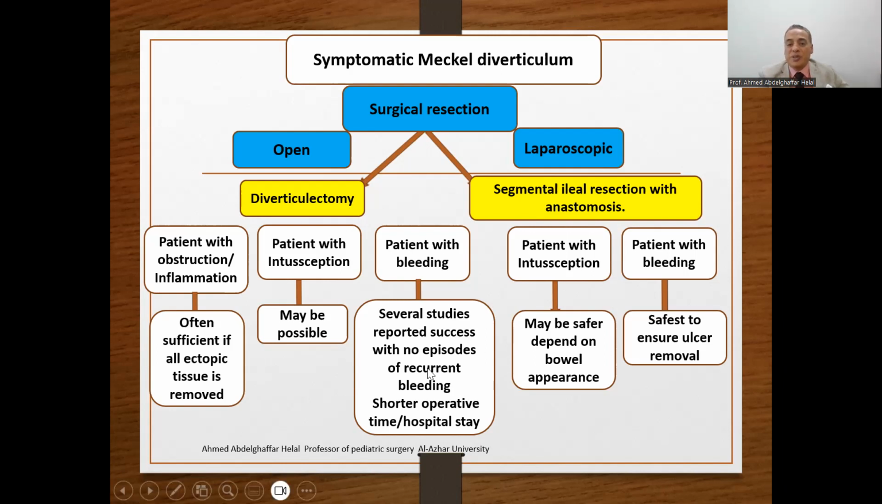Several studies reported success with no episodes of recurrent bleeding, shorter operative time and hospital stay. However, it is safest to perform segmental ileal resection with anastomosis. Very important slide. All pediatric surgeons and pediatricians must be aware of this and put this algorithm inside the clinic and inside the pediatric surgery and pediatric department for managing symptomatic Meckel diverticulum.